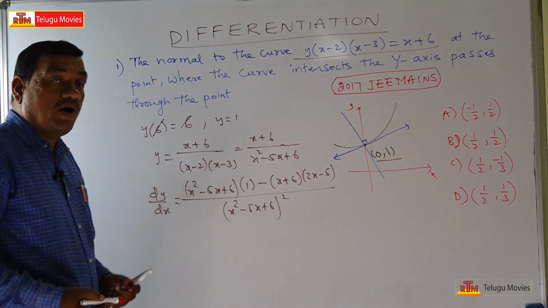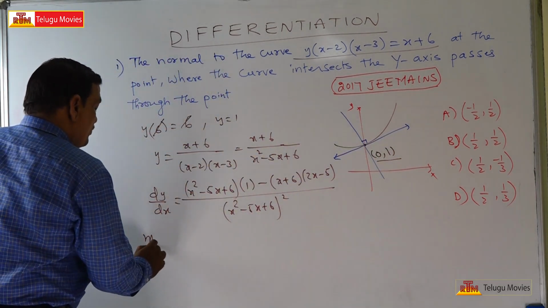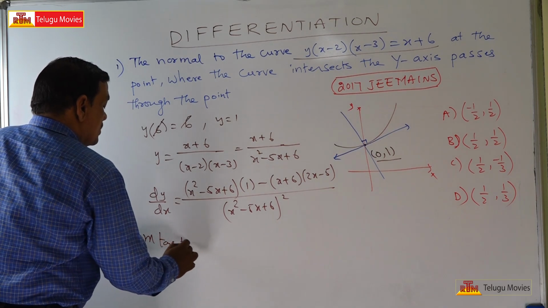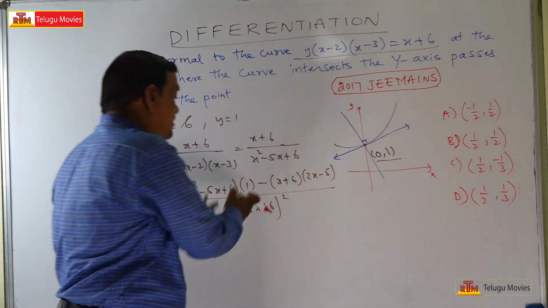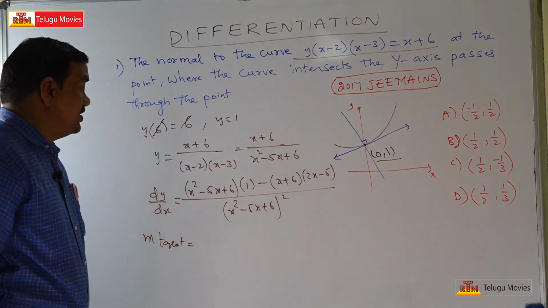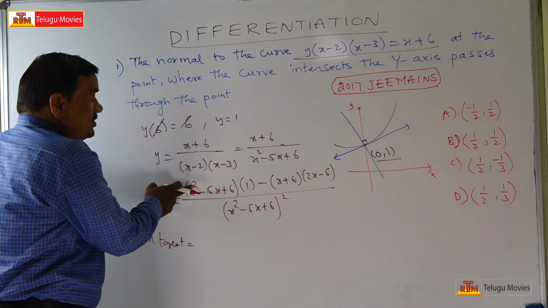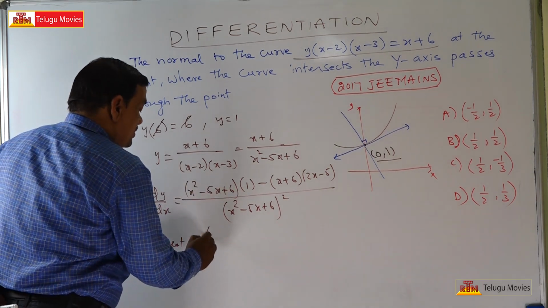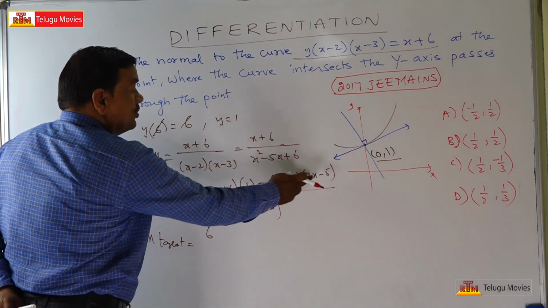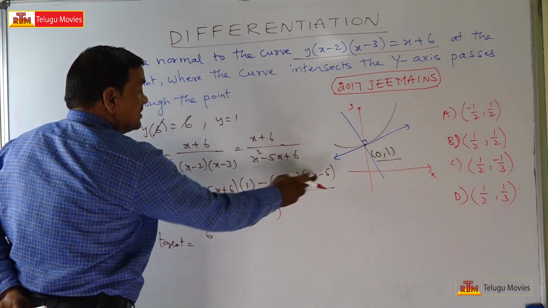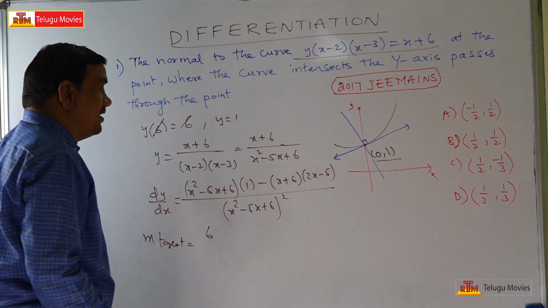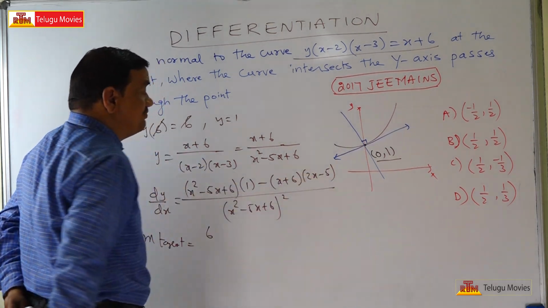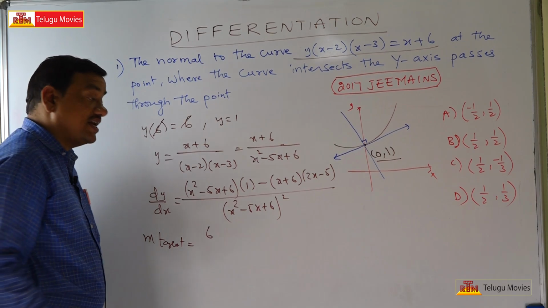Now the slope of the tangent is equal to how much? You have to substitute this (0, 1) in this expression. x is equal to 0. Substitute 0 here: this is 0, this is 0, that is 6. Here also it is 0, that is 6, that is minus 5. 6 into minus 5 is minus 30, sorry, 6 into 5, minus 15. Already here minus is there, so plus 15.